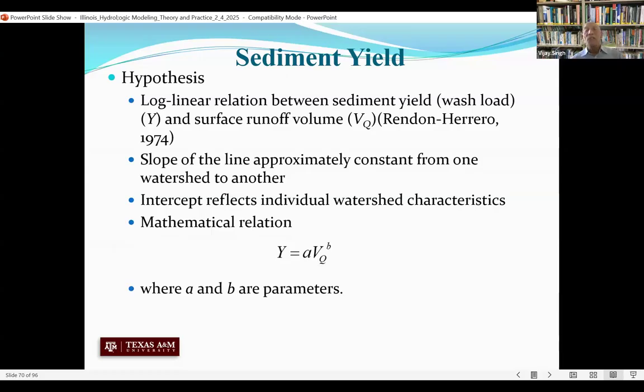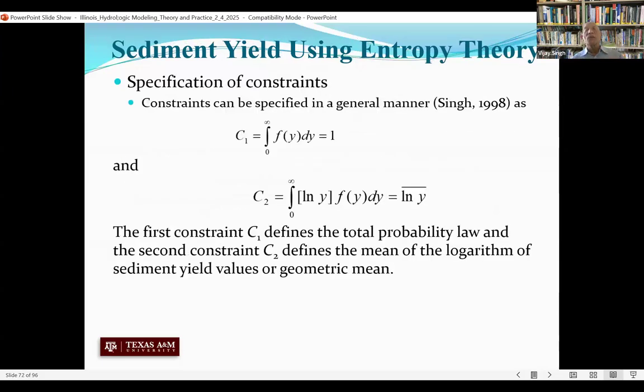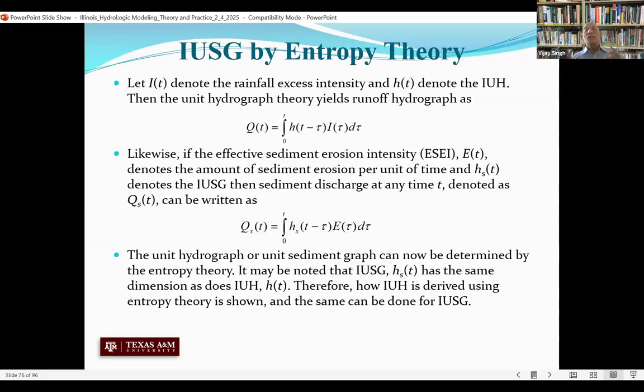You can derive this empirical relation, or you can derive exactly the sediment discharge hydrograph, which can be derived in two ways. Let me not go over all of it. First, you can derive the discharge hydrograph using unit hydrograph theory, and then you derive the concentration relation, multiply the two, and you will get the sediment discharge hydrograph.